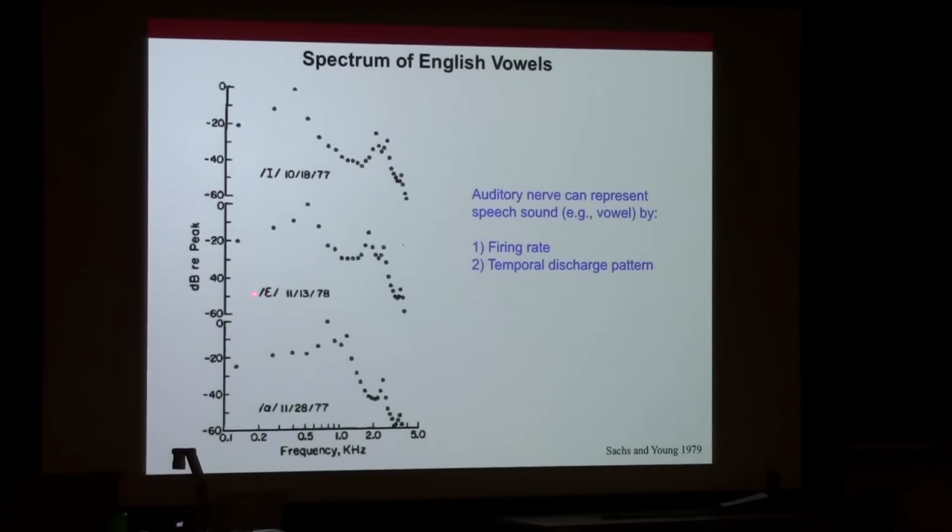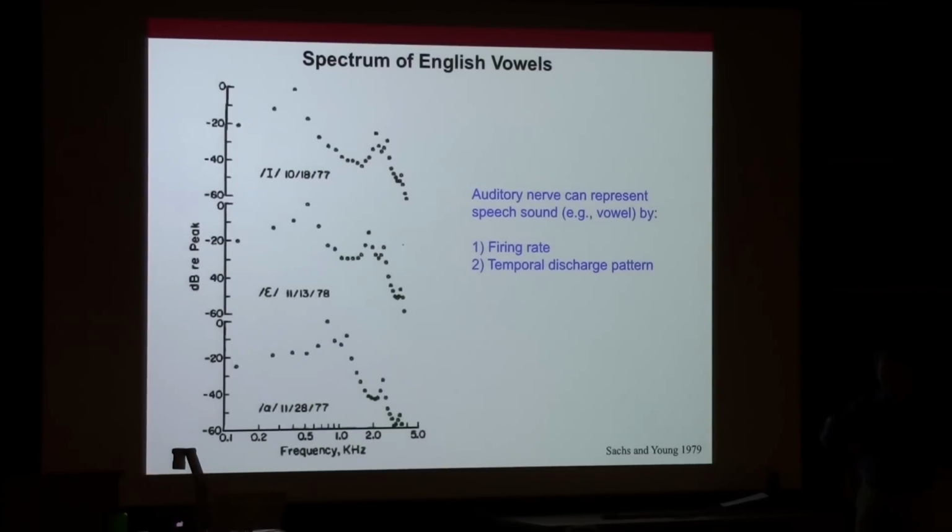So they take this vowel that we just saw. That's the spectrum of this. Now, they did not plot it as a line here. So here's the experiment they did. They stuck a microelectrode in auditory nerve fibers of a cat.